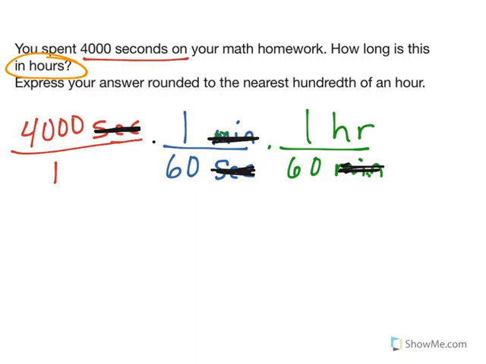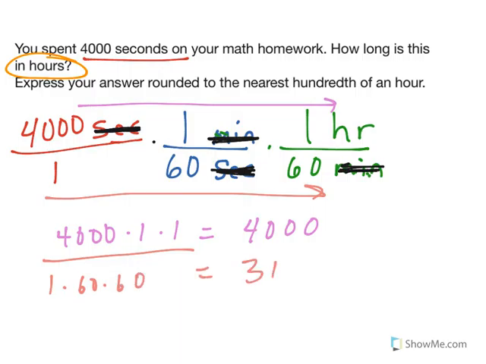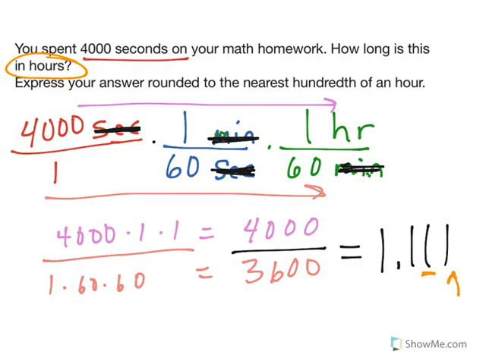So if you multiply straight across on the top, you have 4,000 times 1, which is just 4,000. Then you multiply straight across on the denominator, which is 1 times 60 times 60, which is 3,600. And you have yourself a new fraction. If you divide 4,000 by 3,600, you get 1.11111. And rounded to the nearest hundredth, well, look at the 1, it rounds down, and we're left with 1.11 hours.